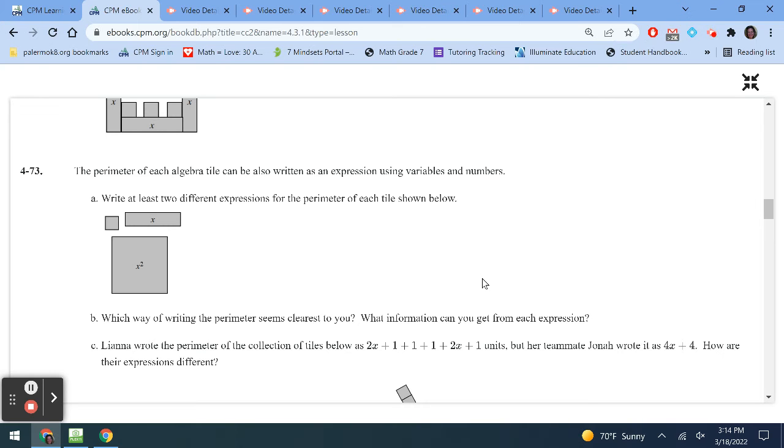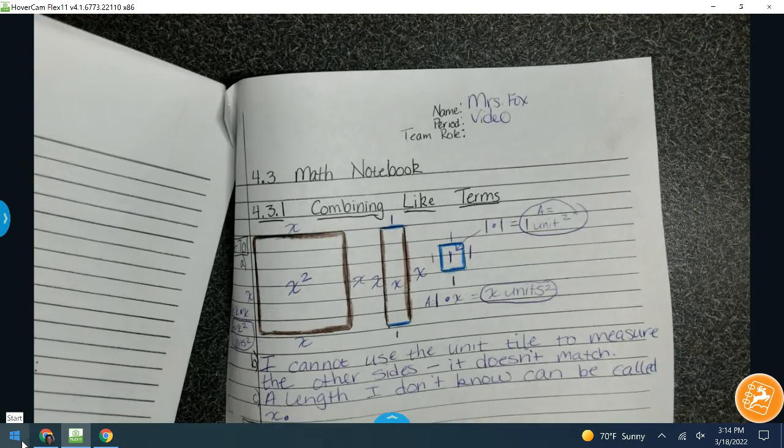4-73 says the perimeter of each algebra tile can also be written as an expression using variables and numbers. So we need to write at least 2 different expressions for the perimeter for each tile shown below. And we've kind of already done most of this on the first page in the first problem. So again, what I'm saying is right here, we pretty much did a lot of that work right here.